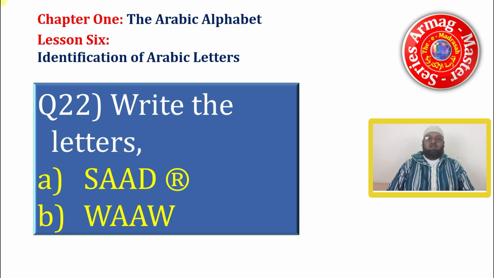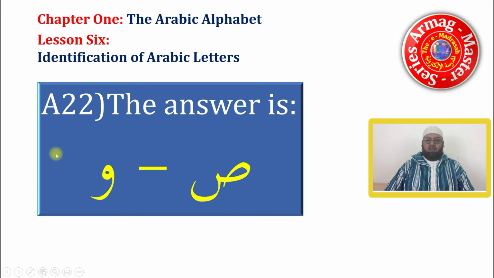Write the letters SAAD and WAAW. Okay, let's check the answer for SAAD and WAAW. SAAD, which is the first letter, is written like this one. And WAAW, which is the second letter, is written like this here. Okay? Now it doesn't matter how we are going through this on the video if it is too fast. When you are looking at the video, you can always pause and take how long you want to write it on your paper. All right? So let's see question 23.